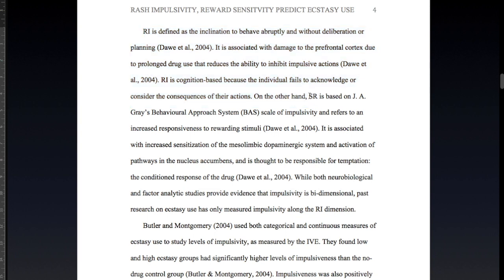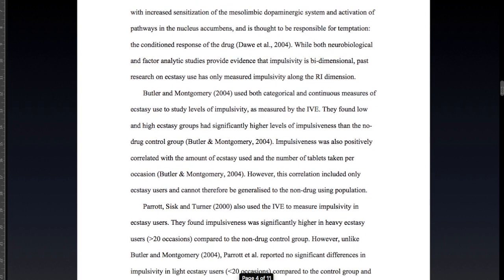And then I talk about sensitivity to reward, and then I'll talk about that a bit more, give a definition of that, and talk about it in regards to drugs. And then I state, whilst neurobiological and factor analytic studies provide evidence that impulsivity is bidimensional, past research on ecstasy use has only measured impulsivity along one of these dimensions, the rash impulsivity dimension. So basically I'm talking about there's a gap in the literature here. It's been measured along rash impulsivity, but it hasn't been measured along the sensitivity to reward dimension.